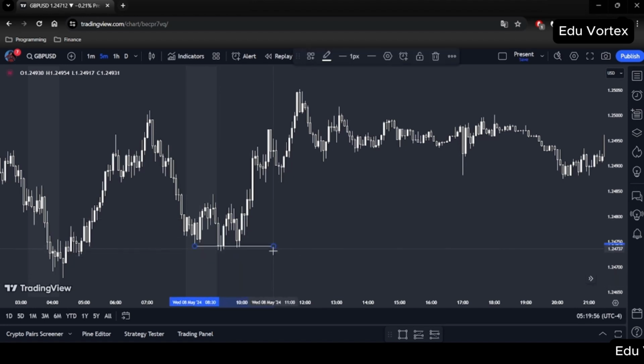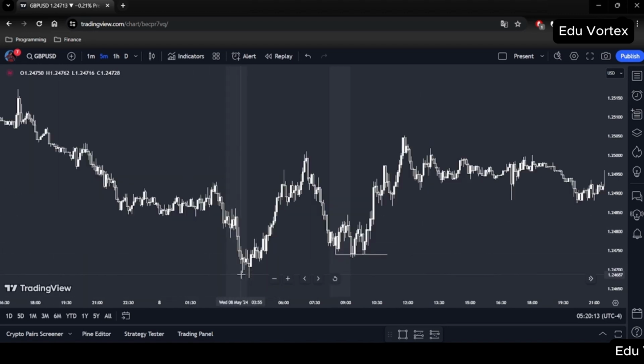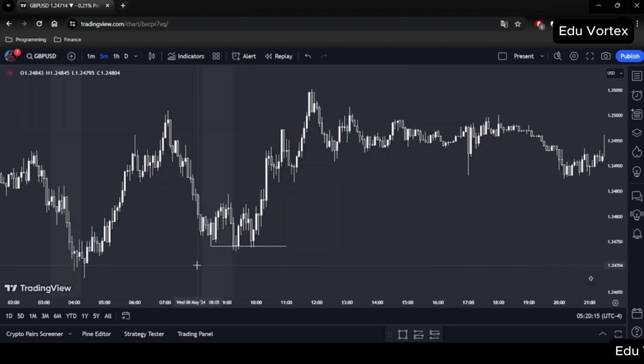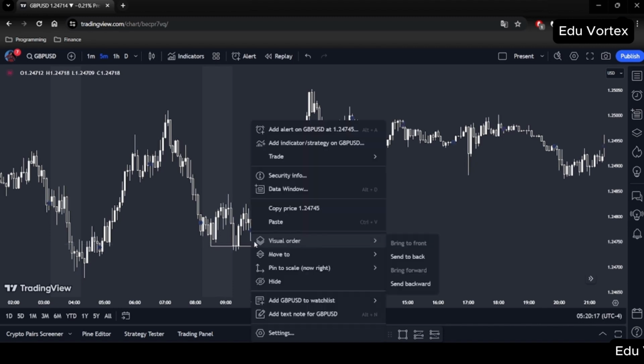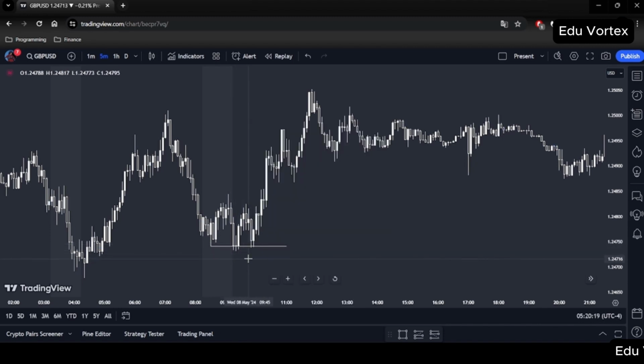But what happens here? We have 1, 2, 3 attempts of going lower. No closure. Actually, we're attempting again here, touching it 5 times. No close. So if you haven't taken all of your profits, even if you were expecting these lows, in my opinion, it's a bad trade because price is showing you I do not want to go lower. I closed above it 3 times in 15 minutes.